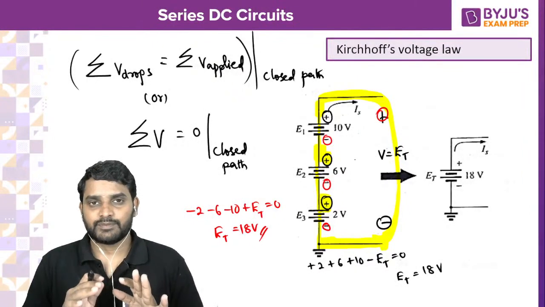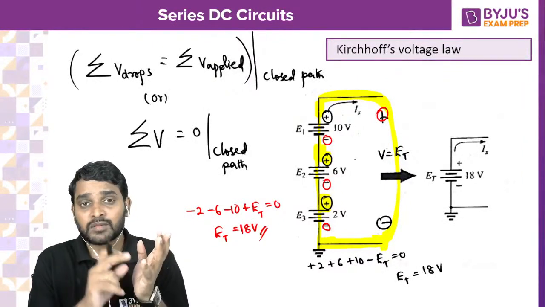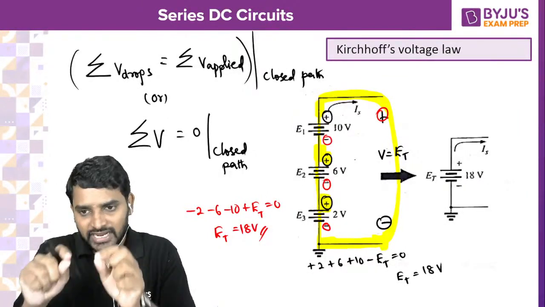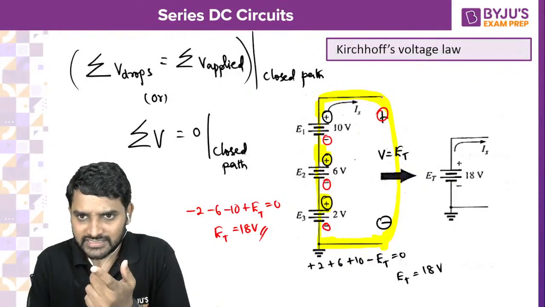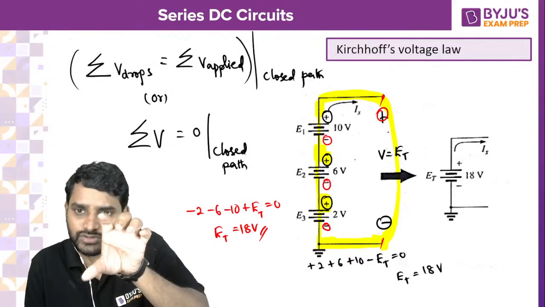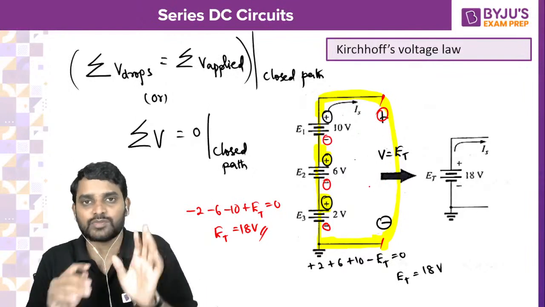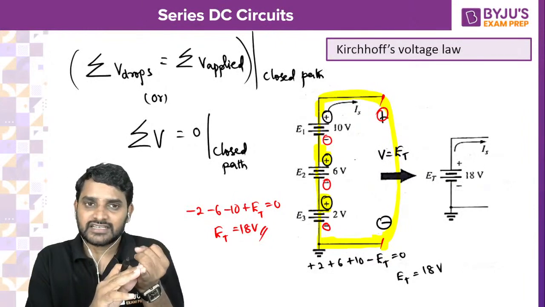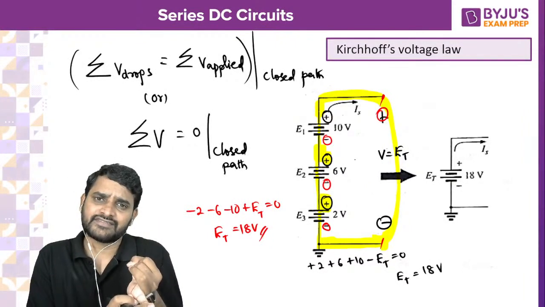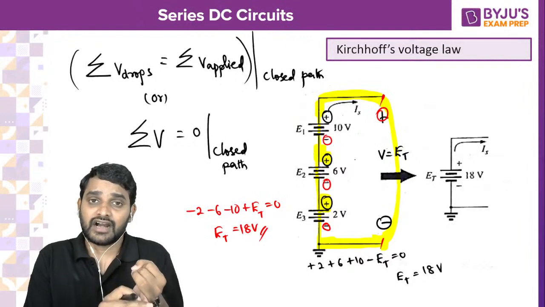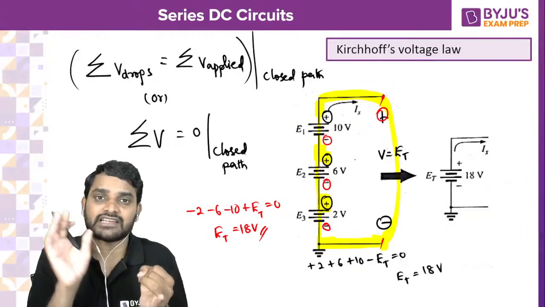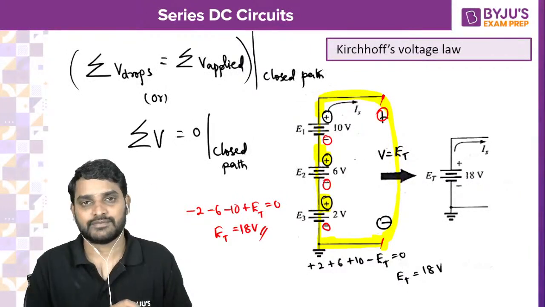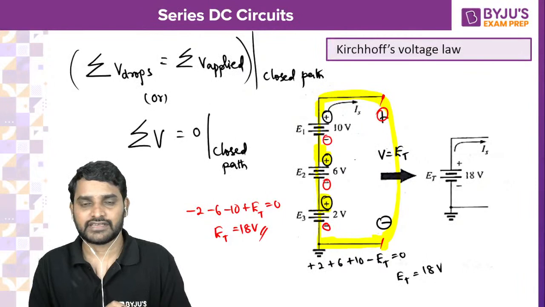Remember the point, before writing KVL, you should assign polarities across each and every element in that closed path. You have to write KVL in the closed path. Don't think that this is an open path. There is an open path, so you just assume some voltage across those open terminals, and consider either all leaving polarities across each and every element, or all entering polarities. Either one you take while writing KVL in a closed path.